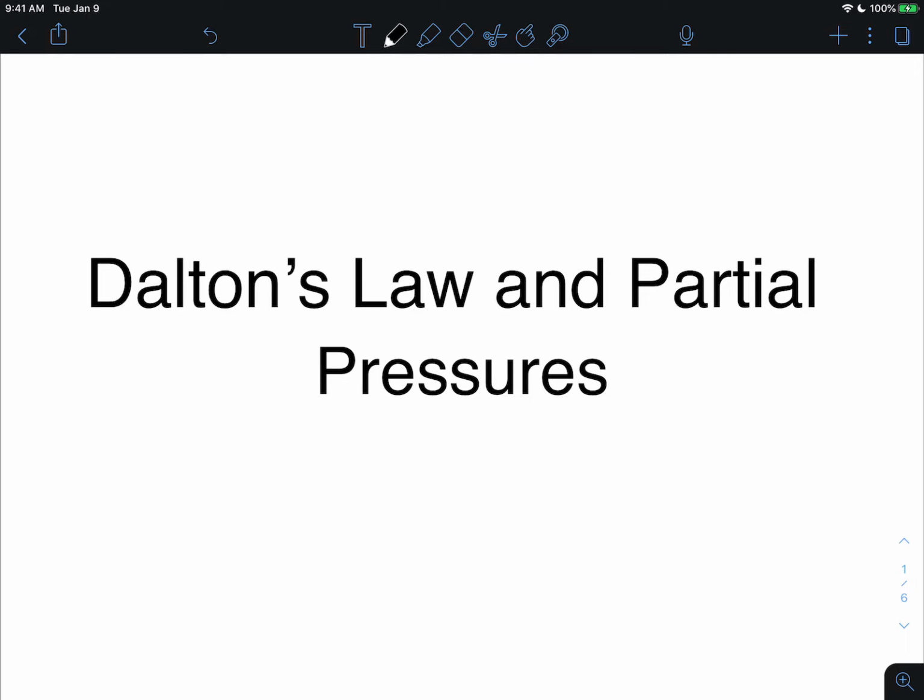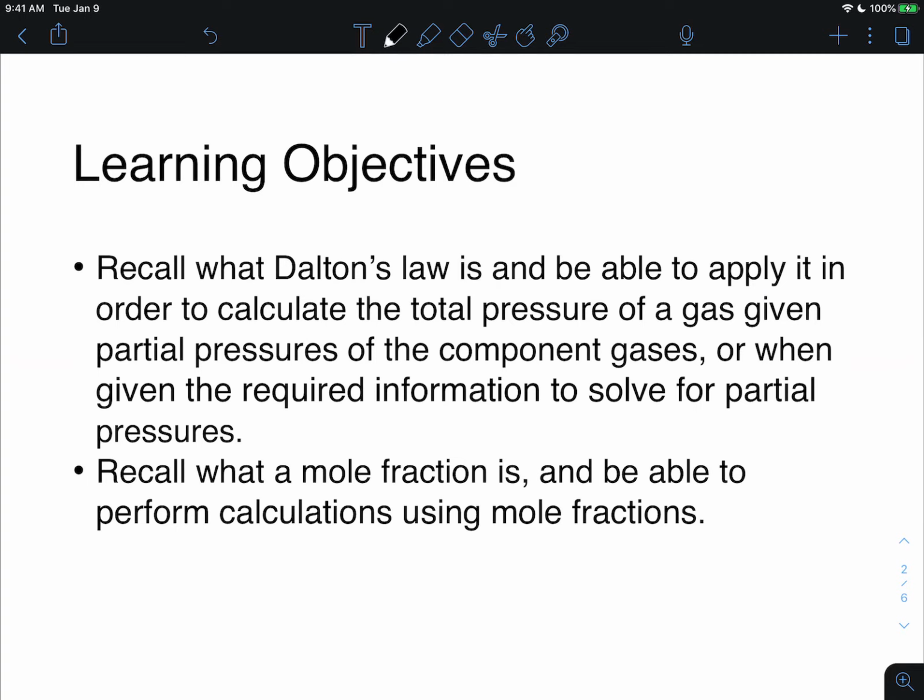Good afternoon. In today's video, we're going to be looking at Dalton's law and partial pressures. So Dalton's law of partial pressures specifically, but we're going to look at both of them separately as well. At the end of this, you should be able to recall what Dalton's law is and then apply it to a total pressure of a gas in order to determine what the partial pressures of the individual gases are. And you should be able to recall what a mole fraction is and use it in order to perform calculations using mole fractions, including Dalton's law of partial pressures.